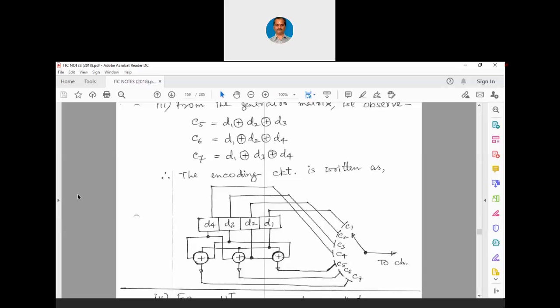In the next class, let me discuss the syndrome circuit for this particular exercise. As it is time up now, I am ending the meeting now. See you in the next class.